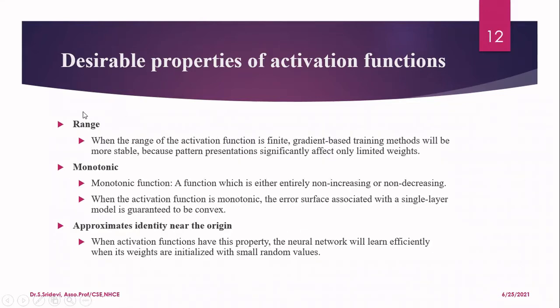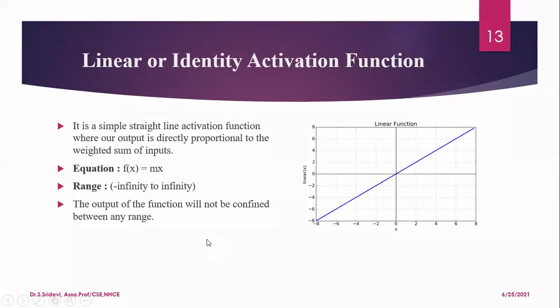The third property is that when you select a function, you have to see what output range the function is generating. That is the third one you have to consider. And the fourth one is that the function should be monotonic. Monotonic means the function is either non-increasing or non-decreasing. If a function is like that, we say it is a monotonic function, and we always want to achieve monotonicity in our activation function. That is the next property. And your function should also approximate identity near the origin. We will see what this is later when we focus on various examples. So these are all the properties of activation functions.